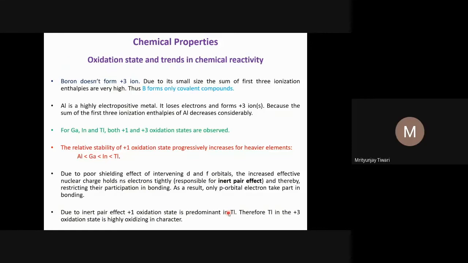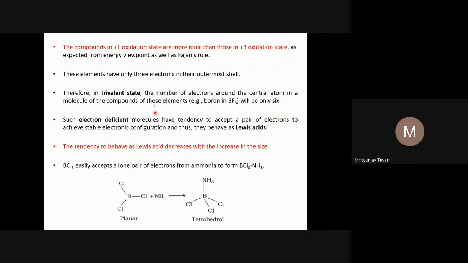You can form thallium plus 3 compounds as well, but those compounds will not be very stable, so they will behave as oxidizing agents, or oxidants, and will reduce to the plus one oxidation state, thallium plus 1. The compounds in the plus 1 oxidation state are more ionic than those in the plus 3 oxidation state, and the reason is very obvious.